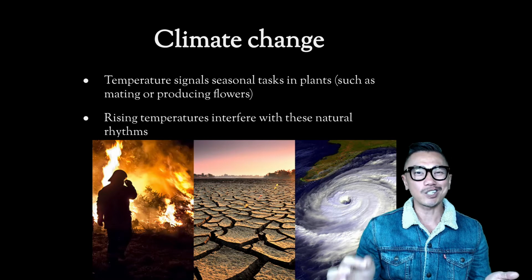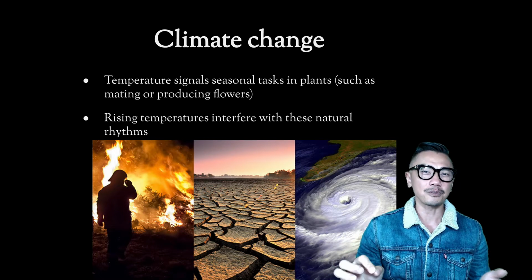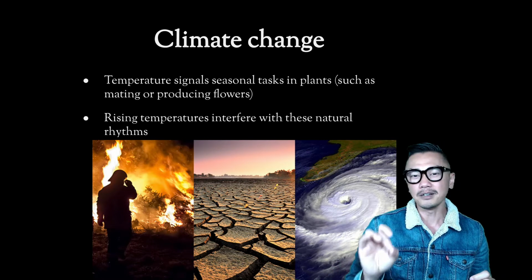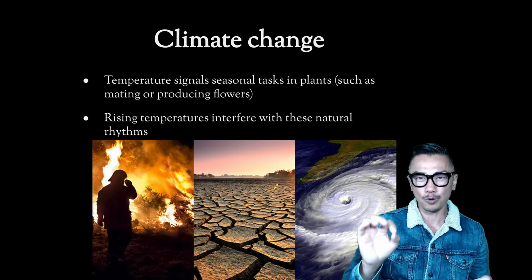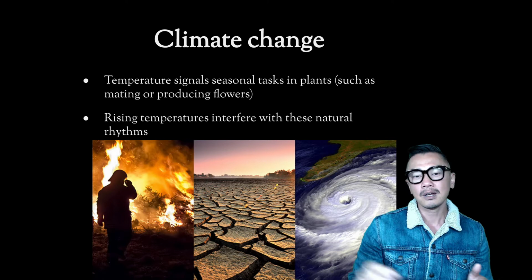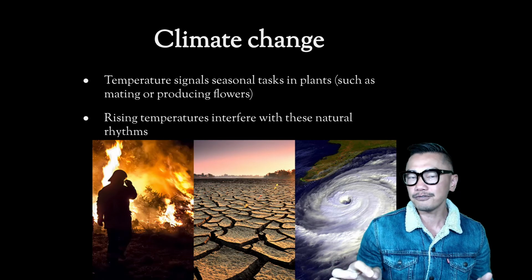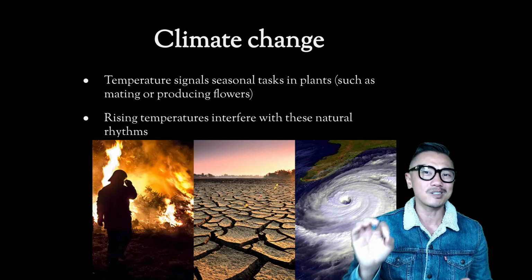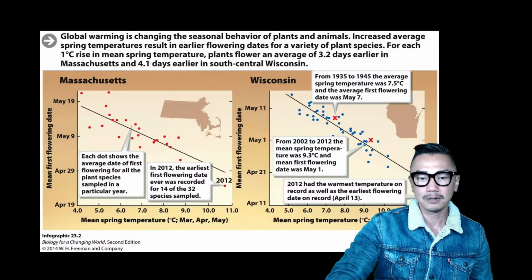Climate change has such an effect on life on Earth because temperature signals a number of seasonal tasks in organisms, including mating and producing flowers. Rising temperatures interfere with and disrupt these natural rhythms.